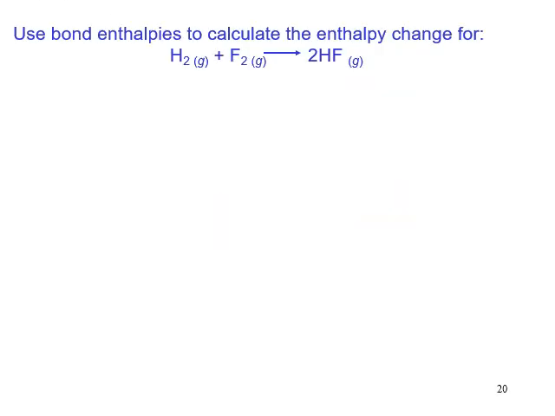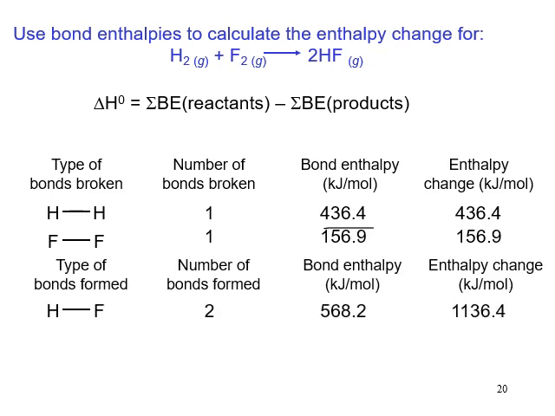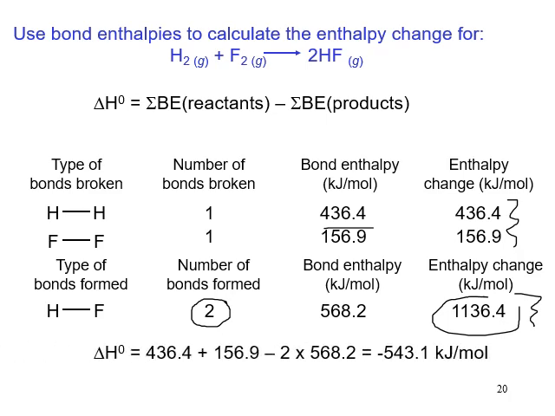So how do I use these? I just look at my Lewis structures, just like I was doing on the previous slide. It looks like an H-H bond is being broken, and that has a bond enthalpy of 436.4. An F-F bond is broken. The bonds formed were 2 H-F bonds. Here's your 2, and that's for a total. So as far as this is what I put in, this is what I got out. It's like I got out more than I put in, and there's that negative sign, which means exothermic.